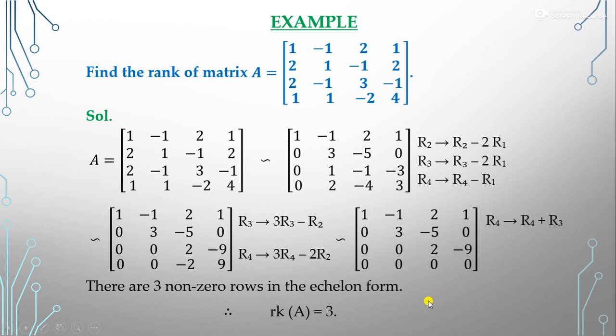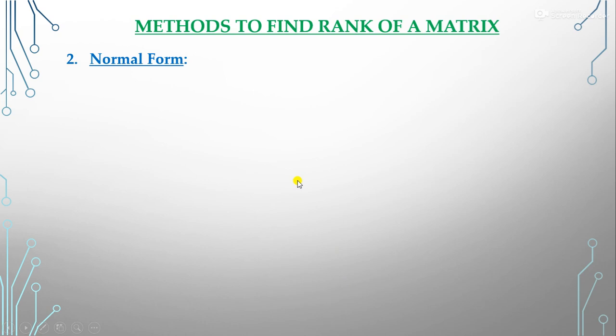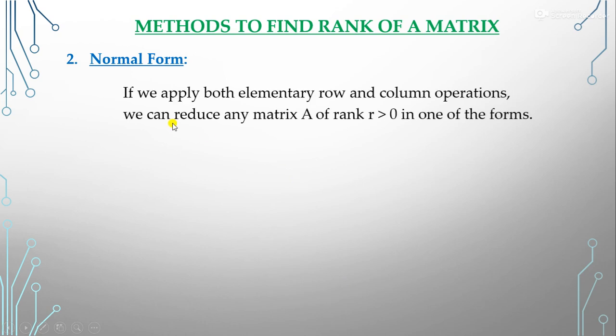Okay, so now the next method to find the rank of the matrix is the normal form. So what is the normal form? In the echelon form we use only row operations, but when we convert our matrix into the normal form, we use both row operations and column operations. With the help of row and column operations, we convert our matrix into the normal form.